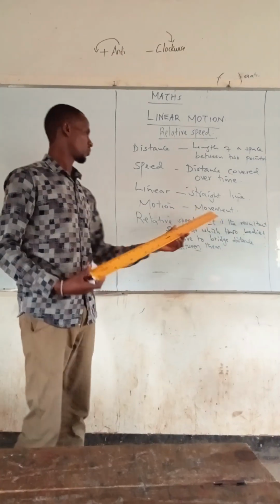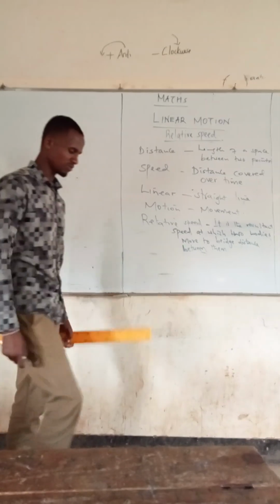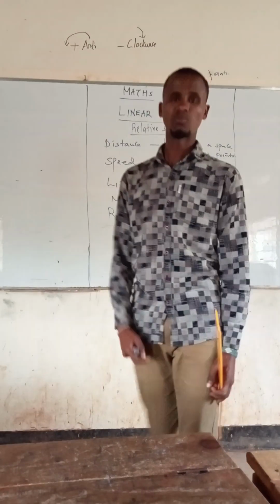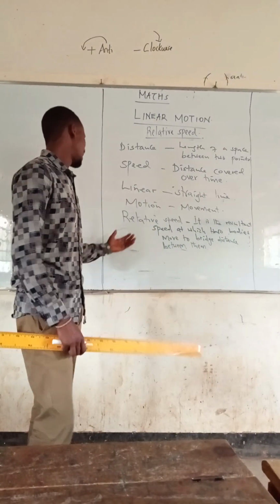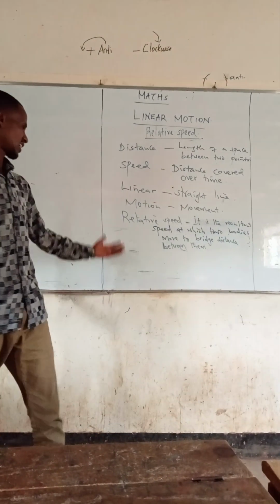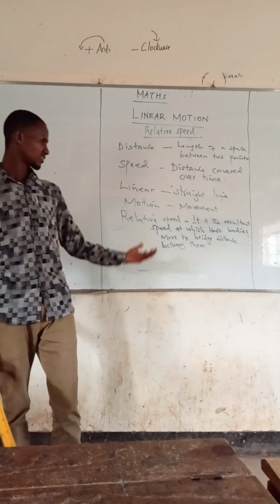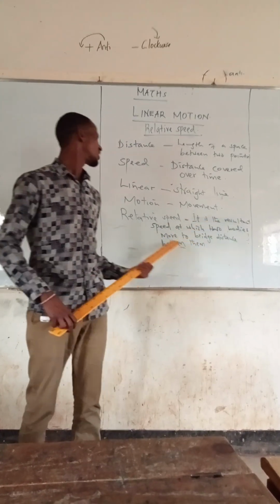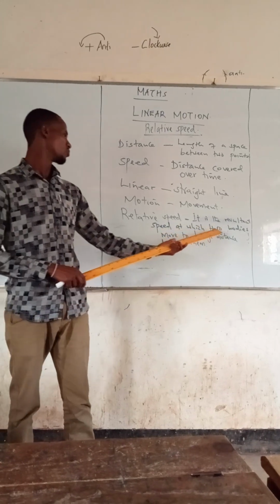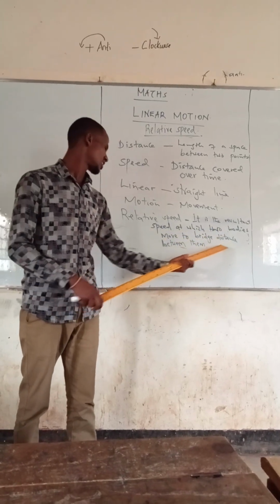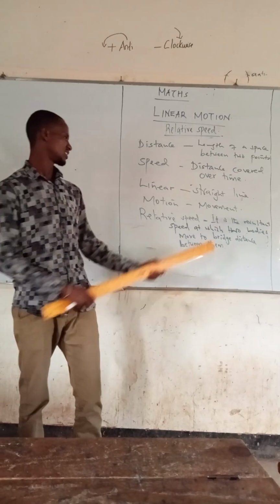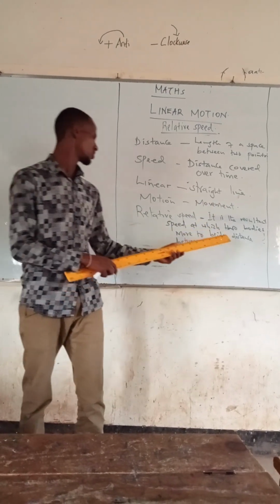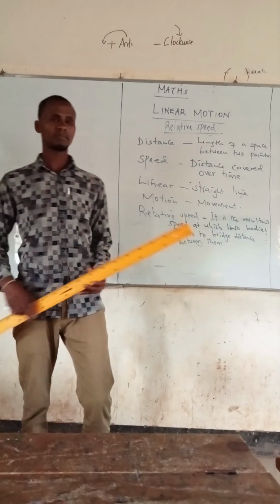Another one is motion. What is motion? Motion is movement. Then the other one is relative speed. What is relative speed? We can define it as the resultant speed at which two bodies move to cover the distance between them.